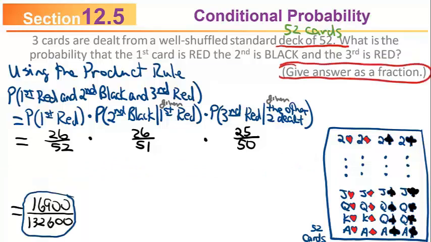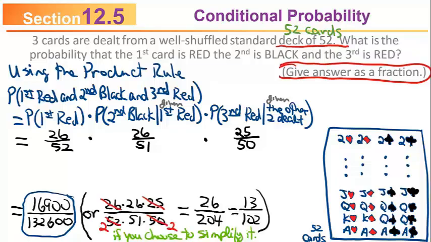Giving your answer as a fraction, if you just multiply straight across, you'll get 16,900 divided by 132,600. Now you can simplify that any way you want to. In fact, you could have gone back up to the top and simplified 26 out of 52 as being 1/2 and 25 out of 50 being 1/2, and you could have gotten a lot nicer answer. But as I said, WebAssign really doesn't care. But if you did want to simplify it, you could get it all the way down to 13 over 102.